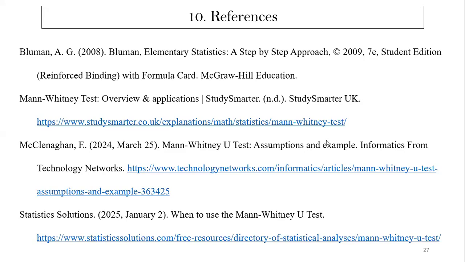So the last part is the references. We have textbooks that were used. We have the links that were also used here.